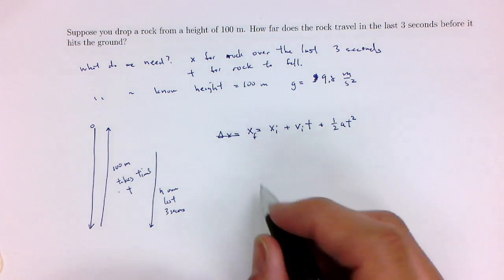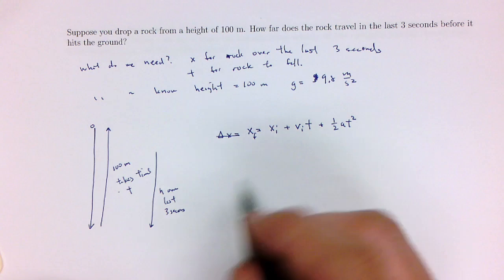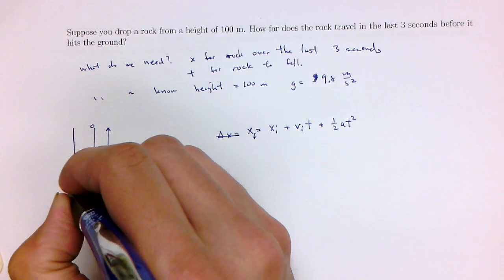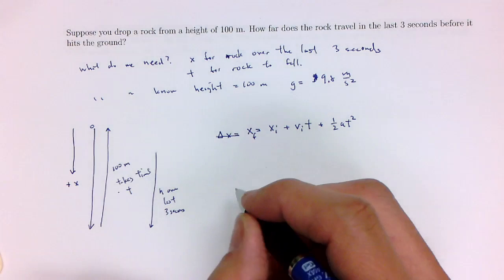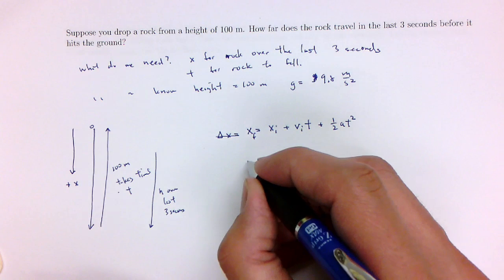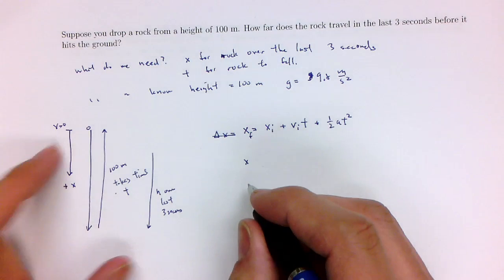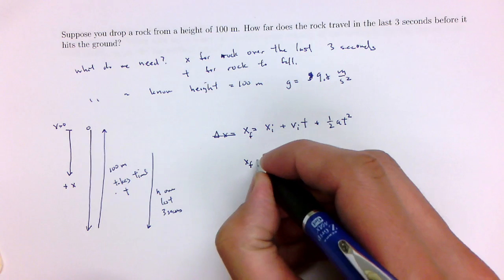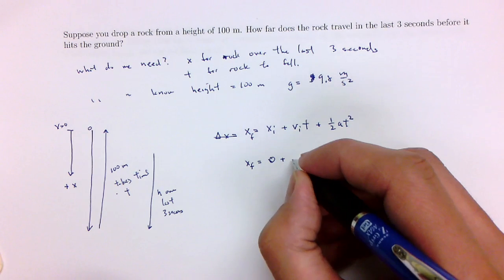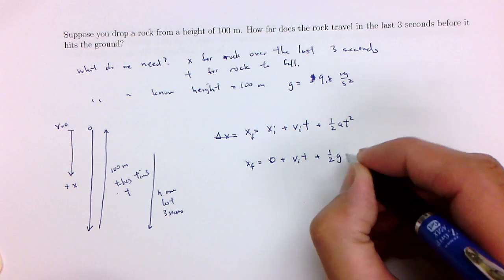For convenience, what we're going to do is consider the directionality of everything. So let's select this to be the positive x direction, and also let this point be x equals 0. So we know the initial position is x equals 0. So the final position is equal to 0 plus v initial t plus 1/2 a t squared. Now a is going to be g, so 1/2 g t squared.